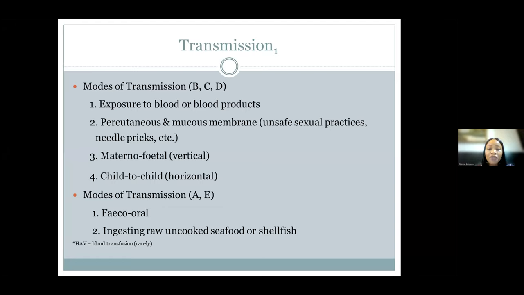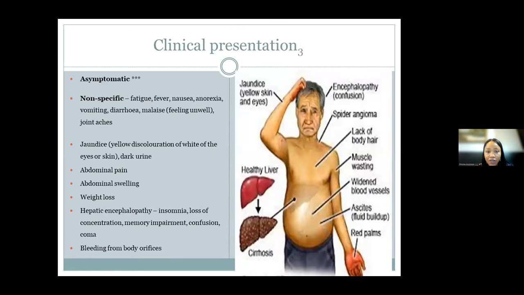For hepatitis A and E, it's different from the B, C, and D viruses, because this has to do mainly with hygiene. Having good hygiene, having good sanitation practices, because the modes of transmission are usually fecal-oral or through ingestion of raw uncooked seafood or shellfish.